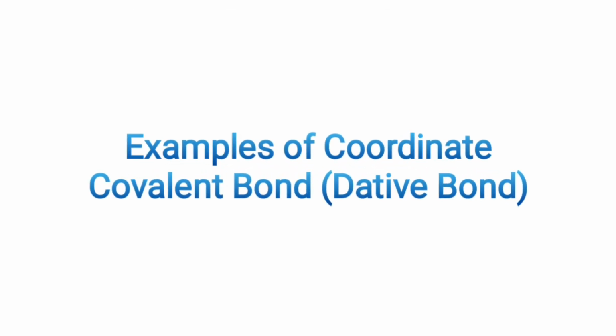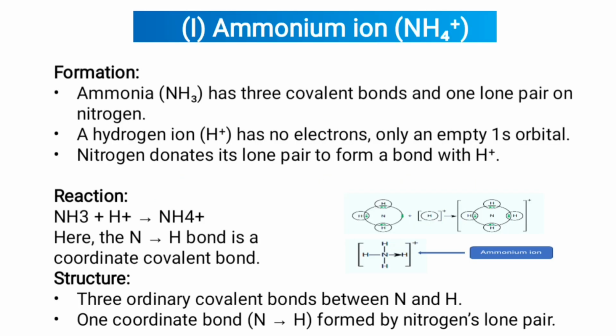Now, examples of coordinate covalent bond or dative bond. The first one is ammonium, NH4 positive. Formation: ammonia NH3 has three covalent bonds and one lone pair on nitrogen. A hydrogen ion, H positive, has no electrons, only an empty 1s orbital. Nitrogen donates its lone pair to form a bond with the H positive hydrogen ion.